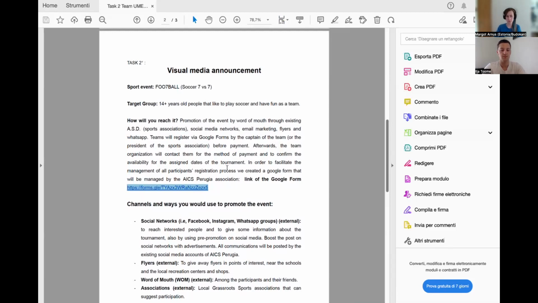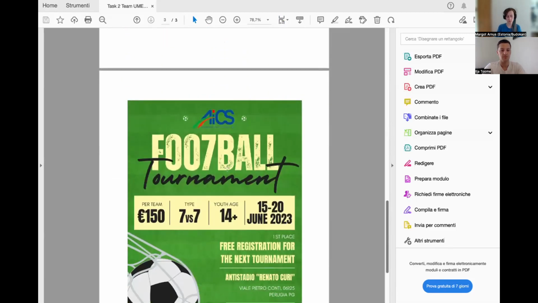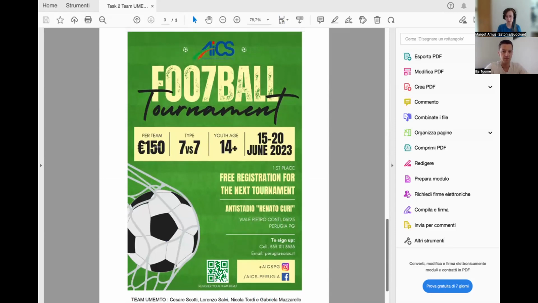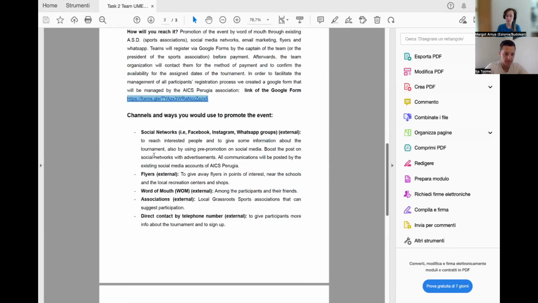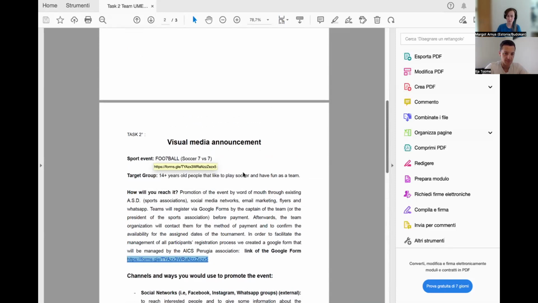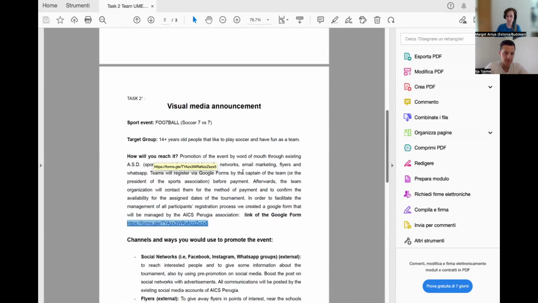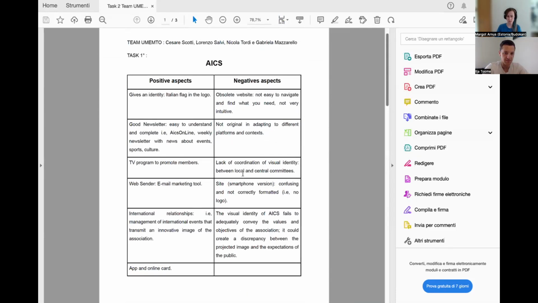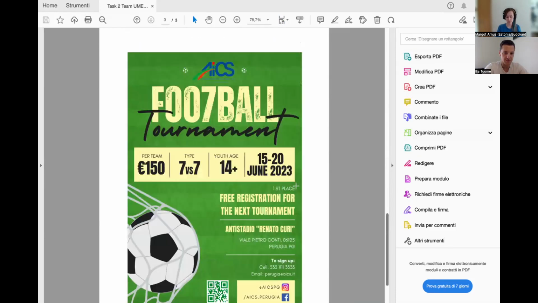And yeah, there's a payment fee, which is 150, and this one is per team. This is basically to pay for the fees to create the event itself, which is actually not bad. So it's basically a tournament of futsal, 7 versus 7, 14 plus can participate, and that's all. And this was another activity for pros and cons.